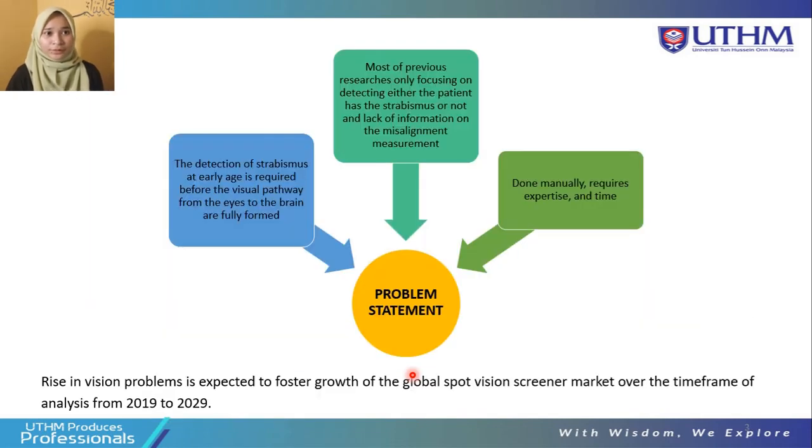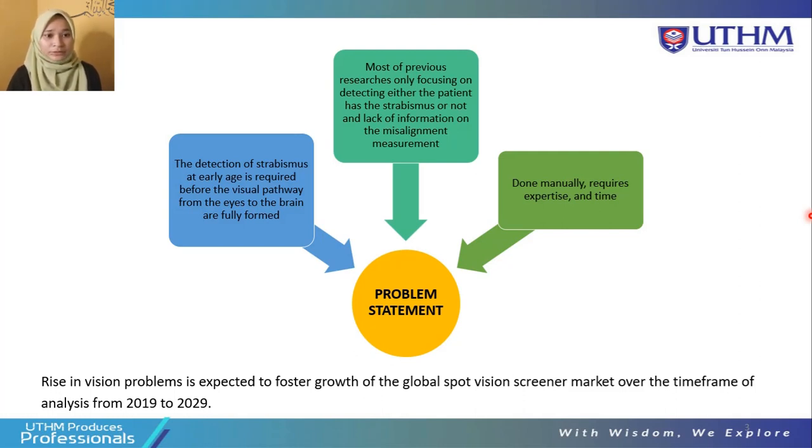Okay, so for the problem statement, why we chose to do this project is because detection of strabismus at an early age is required before the visual pathway from the eyes to the brain is fully formed. The doctor can provide some easy treatment such as eyeglasses or prism lenses, or the patient can undergo vision therapy. And if it cannot be treated with these solutions, the individual has to undergo eye muscle surgery to correct the strabismus.